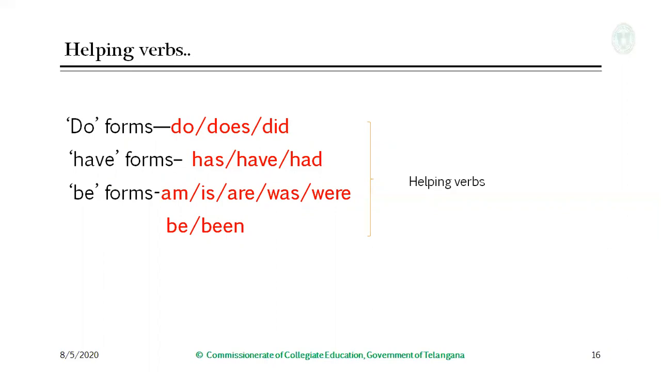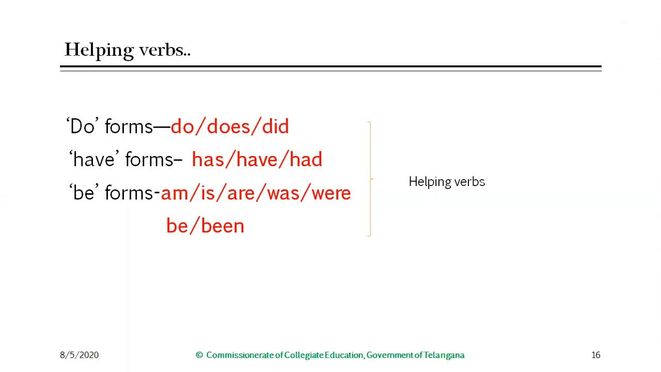And, does your mother speak English? Does is the helping verb. Did you attend the exam yesterday? Did is the helping verb. Attend is the main verb.